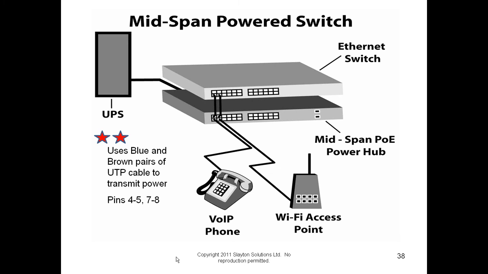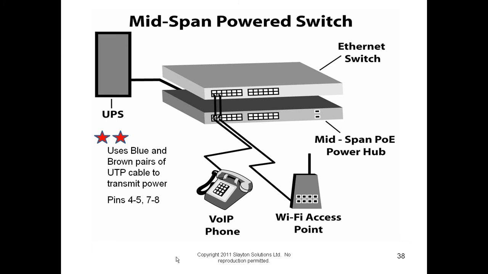Let's say you've got an 8-port mid-span hub and it's 802.3af. It's the old standard, so it's 13 watts per channel, or 13 watts of power availability, 12.95, 13 watts, right? And you've got 8 ports. Well, 8 times 13 is 104 watts of power.